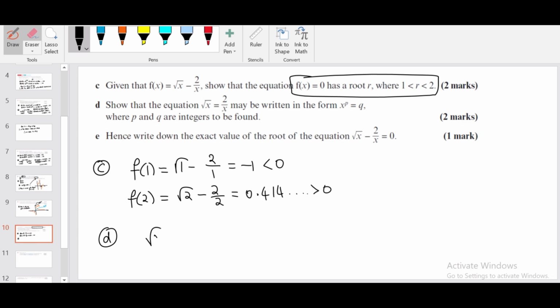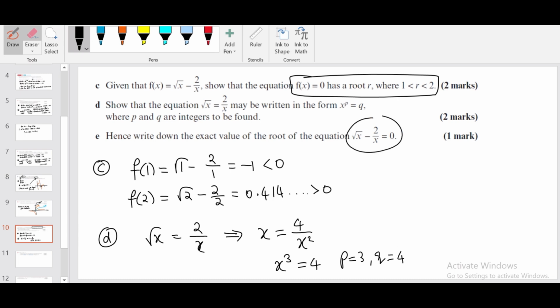So let's take the equation square root of x is equal to 2 over x. Square both sides. When you square both sides, you will get x is equal to 2 squared by x squared. Bring the x squared here. x cubed is equal to 4. That's it. Easy, right? p is equal to 3. q is equal to 4.